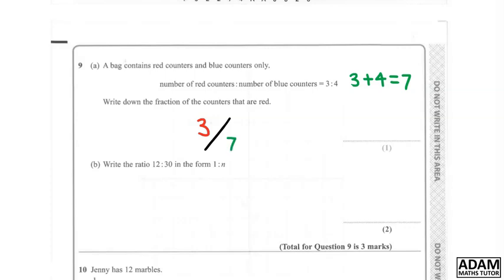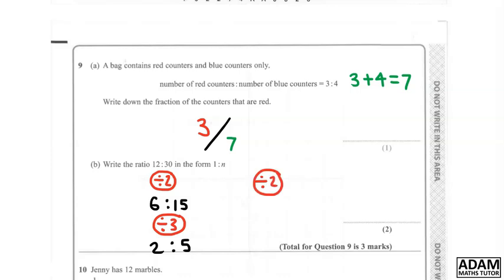Write the ratio 12 to 30 in the form 1 to n. Because both of these numbers are even, I'm just going to start by simplifying as much as possible, and I'm going to start by dividing by 2. So that would be 6 to 15. Both of these numbers are divisible by 3, which would be 2 to 5. And to get from 2 to 5 to 1 to something else, I'll need to divide by 2. 2 divided by 2 is 1, which is what we were looking for, and 5 divided by 2 can be left as a fraction, or you can leave your answer as a decimal, 1 to 2.5.